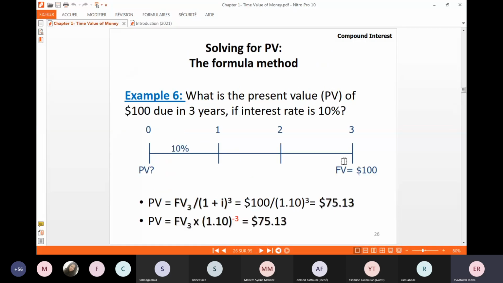Do you have questions concerning this part, please?